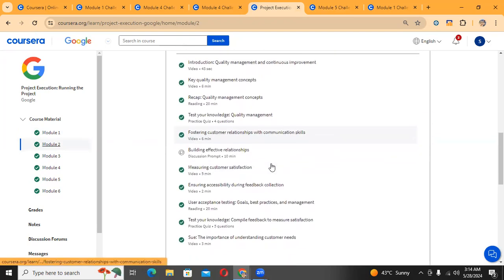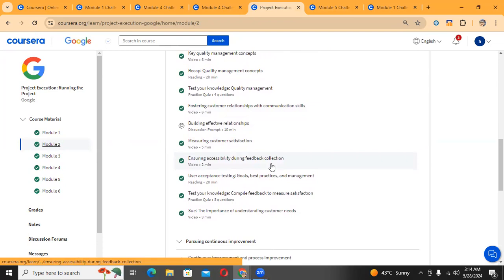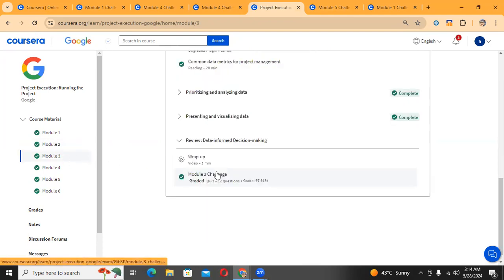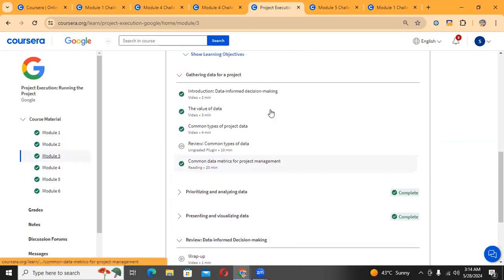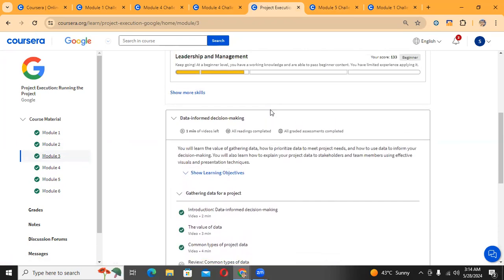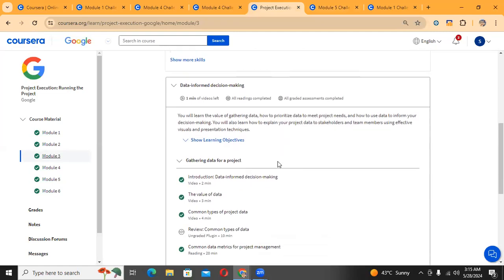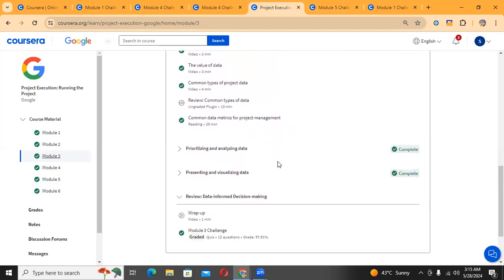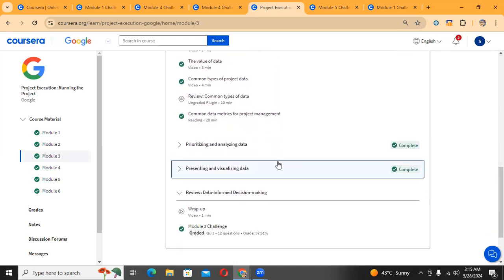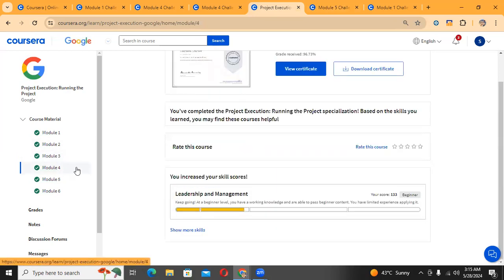In the second module, quality management and continuous improvement. In this module, you will dive into quality management techniques. In the third module, which is about data-informed decision making, this module focuses on using data to inform project decisions, and you will learn how to prioritize data, visualize it, and present it in a way that tells a story to stakeholders.